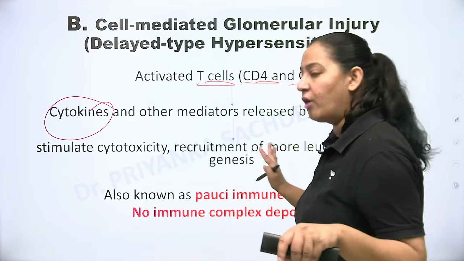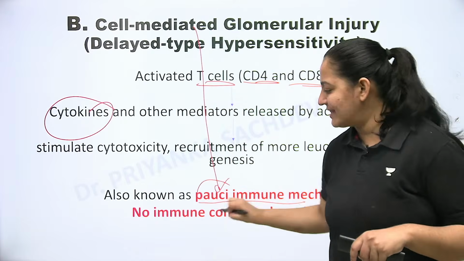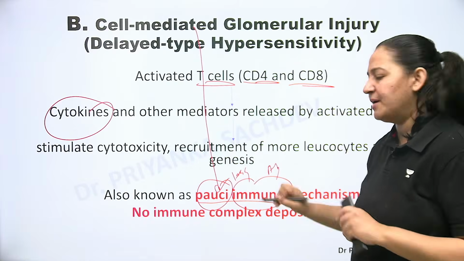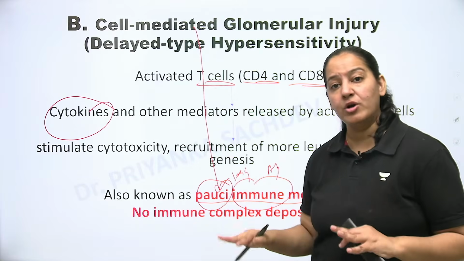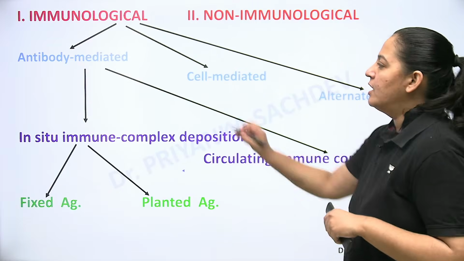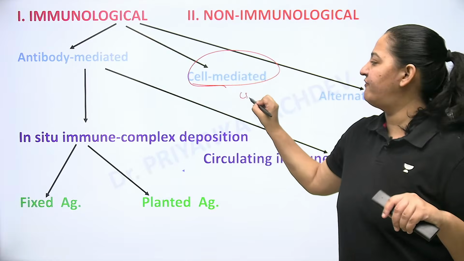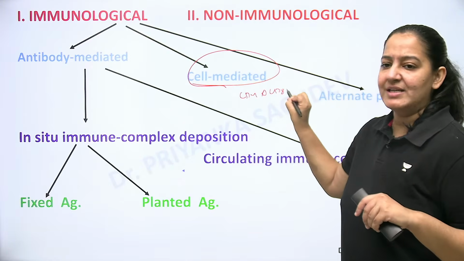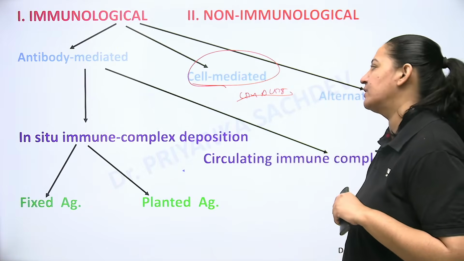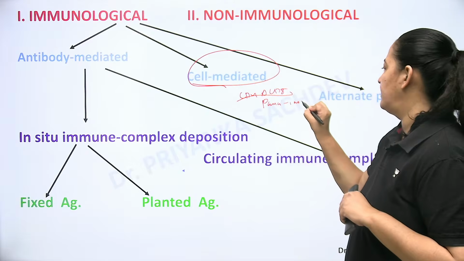Since antibodies are not formed, cell mediated immunity is also known as pauci-immune. Pauci means less, in pathology. Less immune means less antibodies. Here antibodies are not there, so it is cell mediated immunity. Another name of cell mediated immunity is pauci-immune. Here CD4 and CD8 lymphocytes cause the destruction of the filtration barrier, and this immunity is known as pauci-immune. Give me a thumbs up.